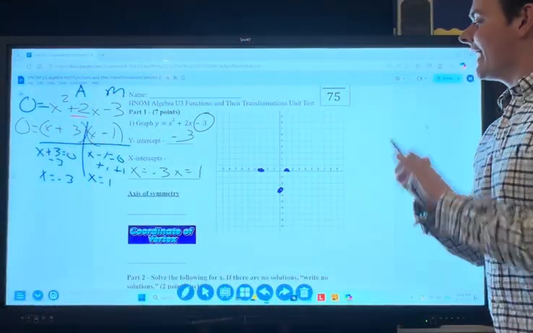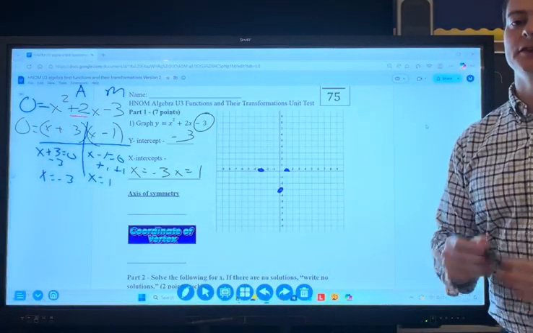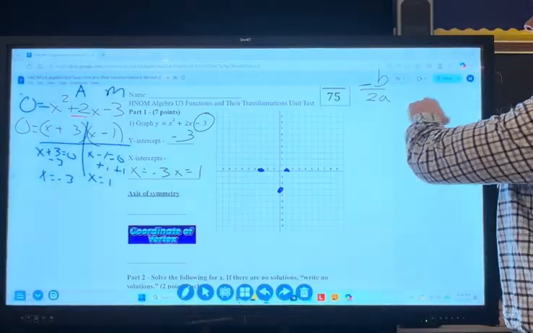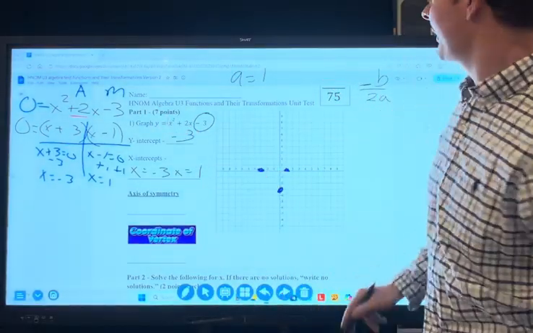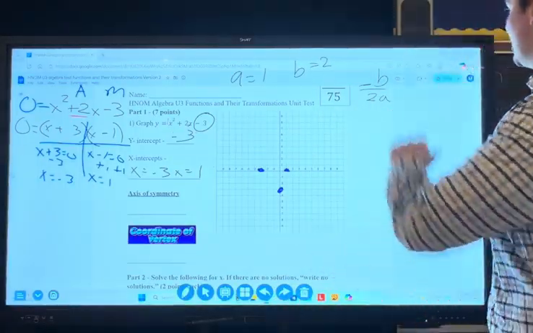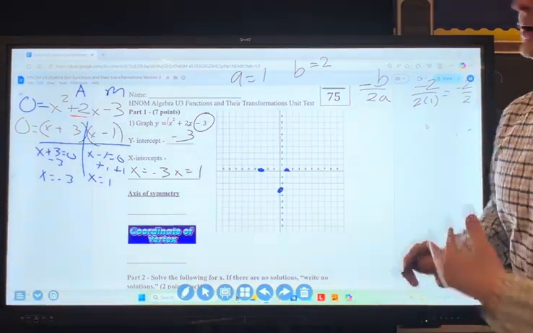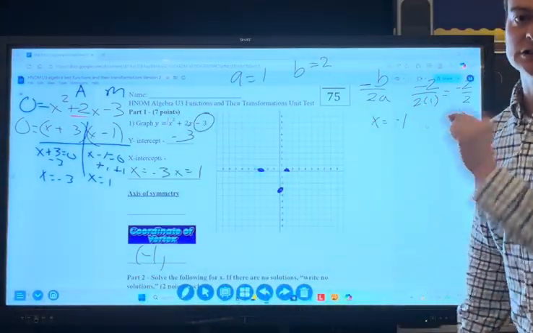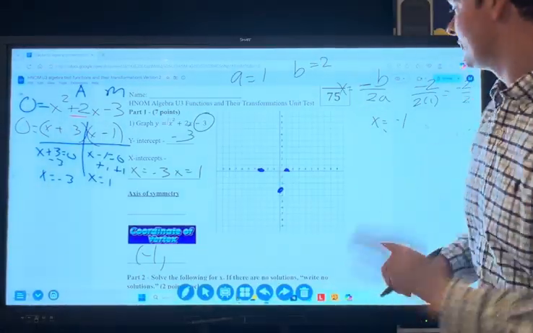Cool. Now I have to find my axis of symmetry and my coordinate of the vertex. To find the x coordinate of the vertex, I need to do -b over 2a. I look here, my a is 1, because it's the number in front of the x squared, and my b is 2, the number in front of the x. So I plug it in, -2 over 2 times 1. That's just -2 over 2, which becomes -1. That's the x coordinate of the vertex I get from -b over 2a.